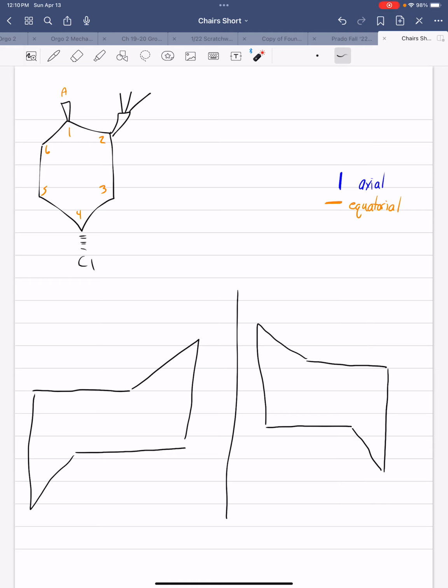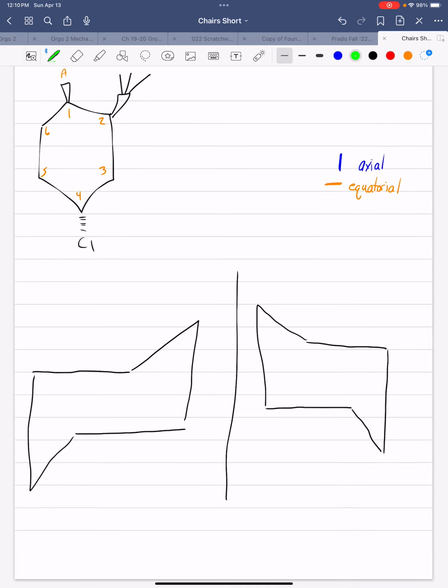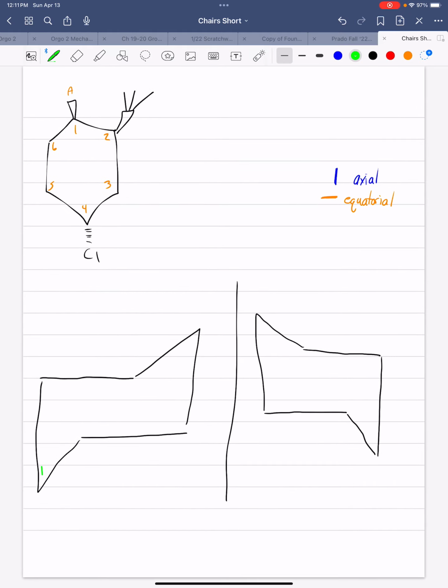So I've already labeled our carbons here. Didn't bother labeling this tert-butyl group. So when translating these carbon numbers into these rings here, I like to put carbon 1 on this left chair, let's use green, down here. And then you just kind of go around the face of the clock. So this would be 2, 3, 4, 5, 6.